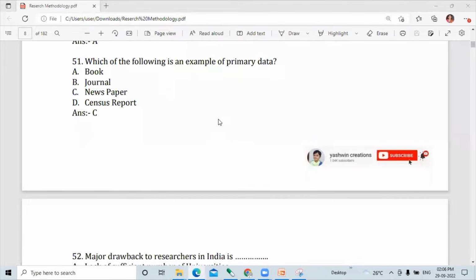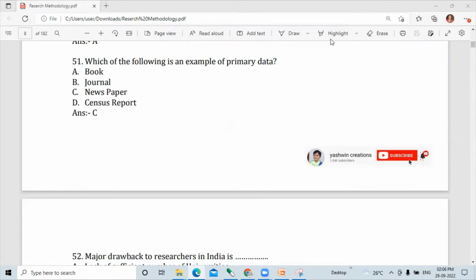Hi everyone. In last class we discussed research methodology MCQ. So 50 questions we have solved. Today we shall discuss from 51 to 100.